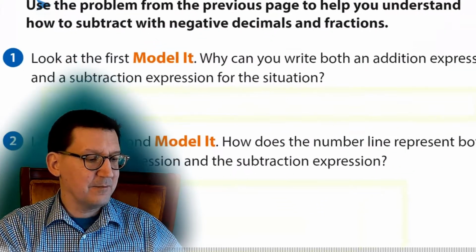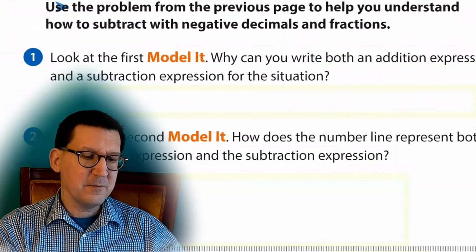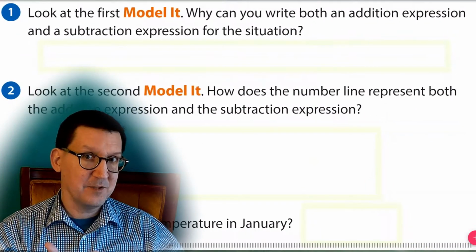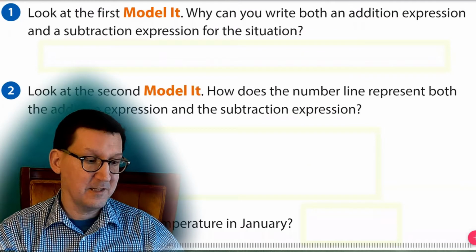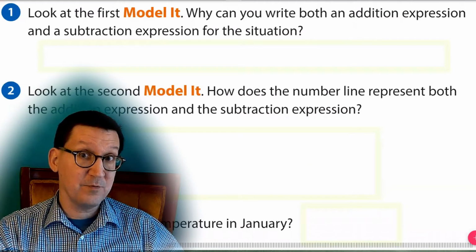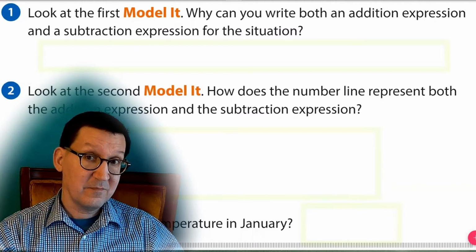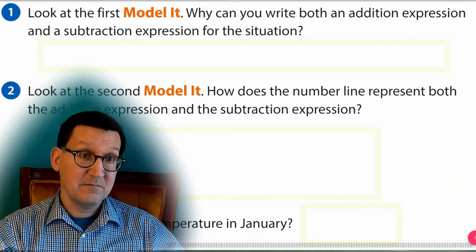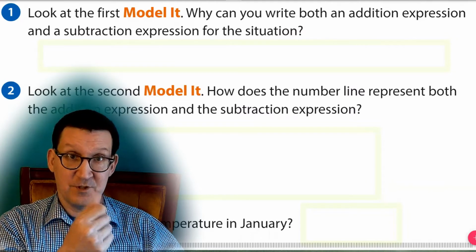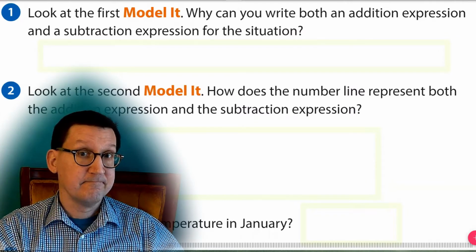Have some connect it problems. Look at the first one, the model it. That's the one that we did that was both adding and subtracting, right? Changing the number, changing the sign. Why can you write both an addition expression and a subtraction expression for that situation? How would you write that down? Well, you know that if you add a negative, you're just subtracting a positive, right? If you change the operator, then you just change the sign of the number that's next to it.